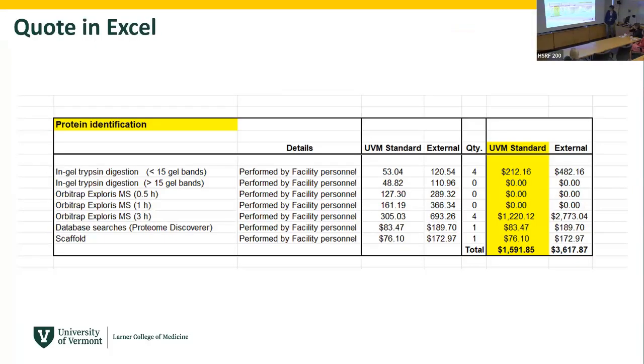So this is one example of the quote in Excel. It lists all the pricing structure. There's the UVM standard rate or the external rate. Again, some of these experiments can be expensive, but it doesn't necessarily need to be the case. During the consultation, we see, okay, do you really need to do this experiment at that level, that quantitative, that comprehensive?